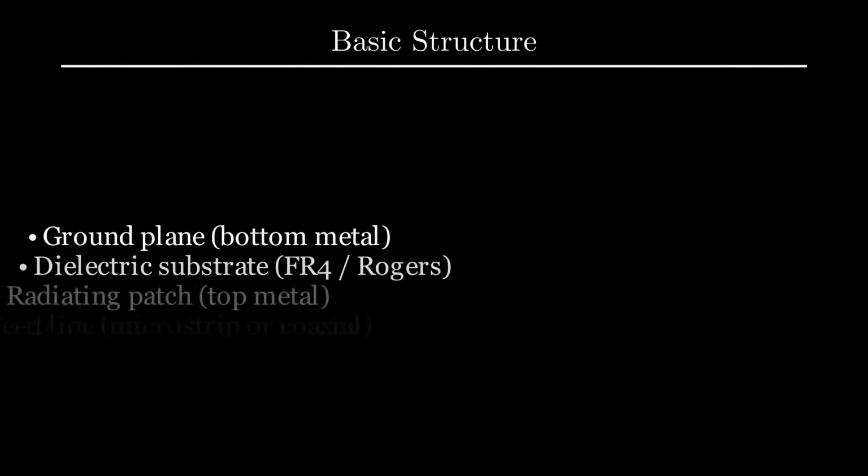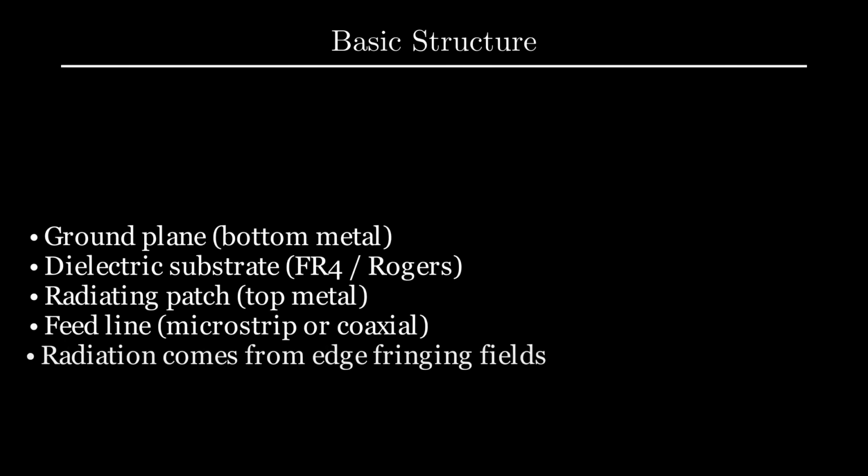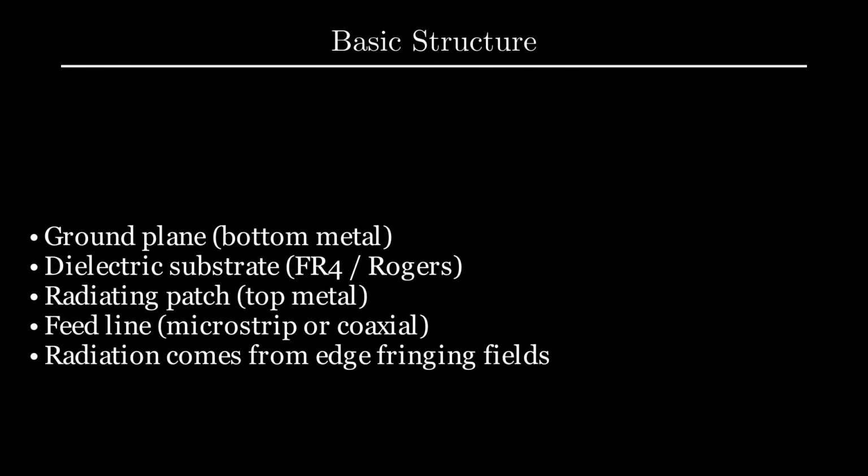A microstrip patch antenna is built from three main layers. At the bottom, there is the metallic ground plane. Above the ground, we place the dielectric substrate, such as FR4 or Rogers. On the top surface of the substrate, we add the radiating patch. The antenna is usually fed by a microstrip line or a coaxial probe. The radiation mainly comes from the fringing fields located at the edges of the patch.